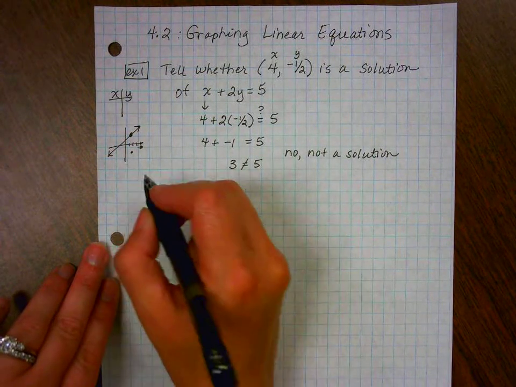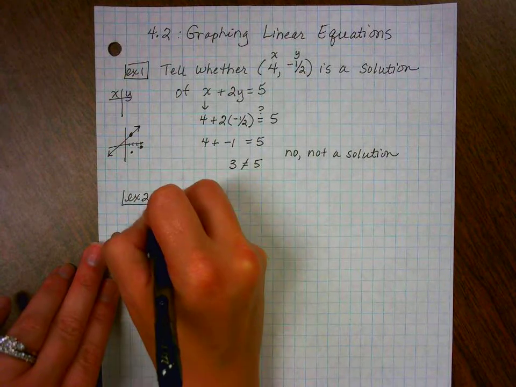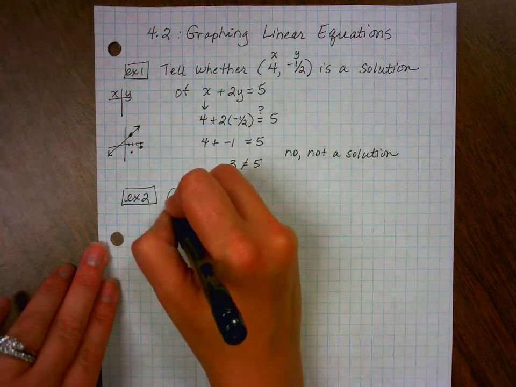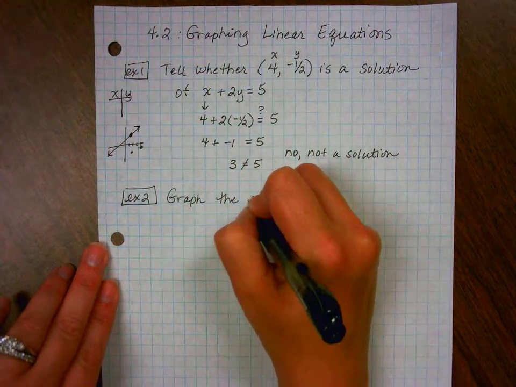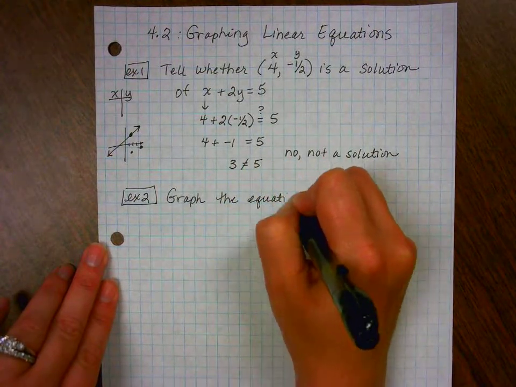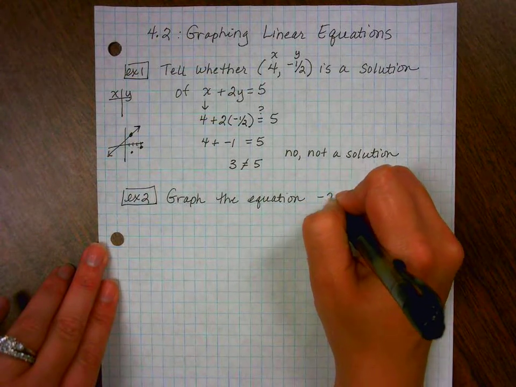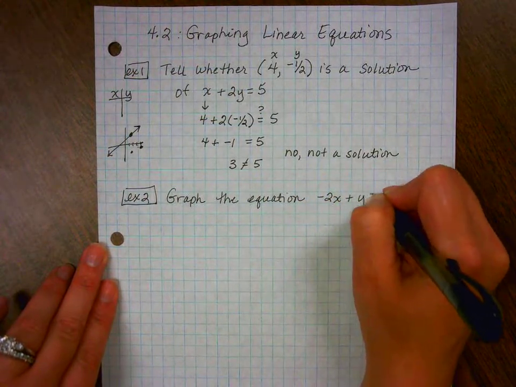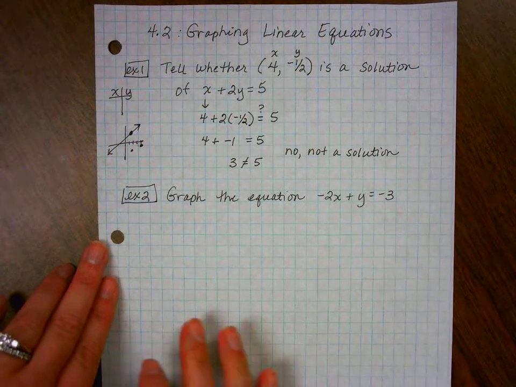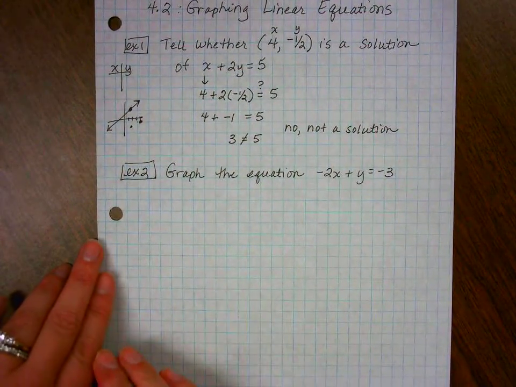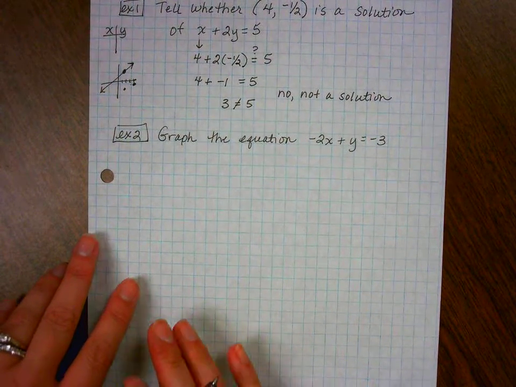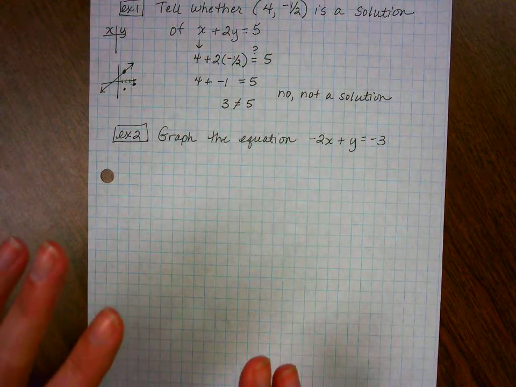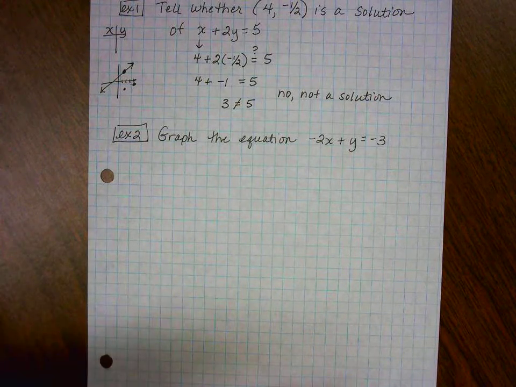All right, so pretty much exactly like what we've been doing, we're still going to be graphing equations. So graph the equation negative 2x plus y equals negative 3. Kind of what they do in 4.2 is they expect you to get better at this. They no longer are going to give you the domain. So now they're just going to say, hey, graph it, people. And you're going to have to know what to do, which means you're going to have to come up with your own domain, your own table, and then you're going to have to graph it.